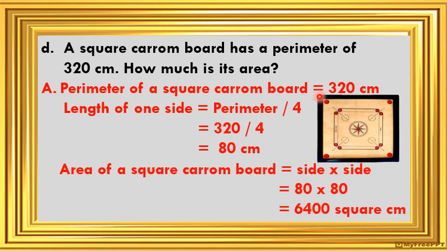Now area of a square carom board is side multiplied by side. That is 80 multiplied by 80. We get 6,400 square centimeters. So the answer is: area of the square carom board is 6,400 square centimeters.